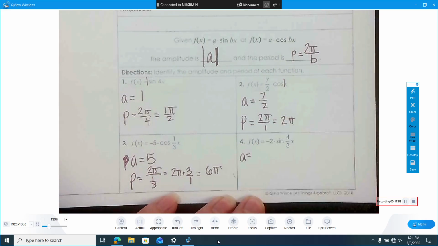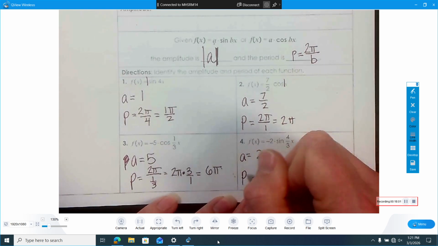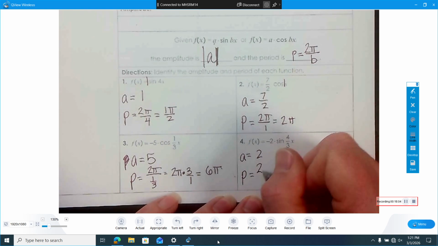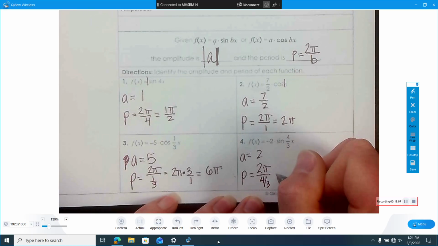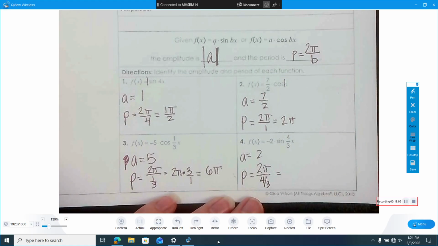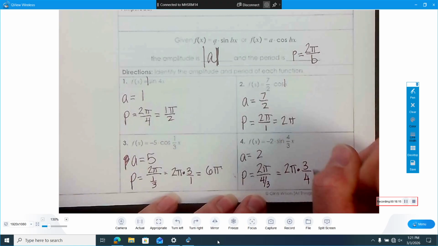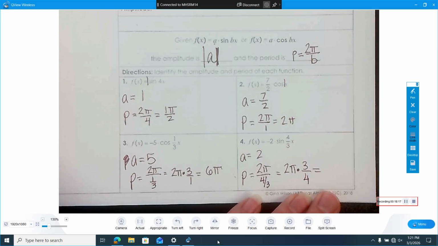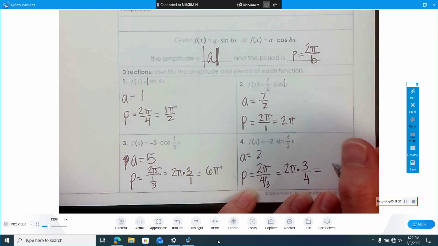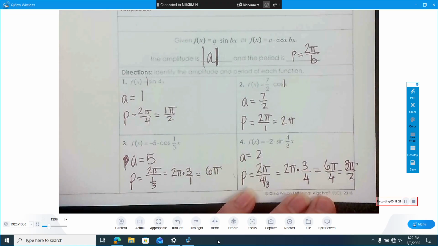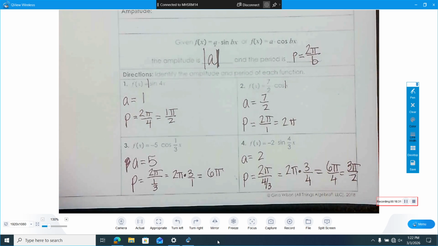All right. What is the amplitude on number 4? 2. What is the period? 2 pi over 4/3. How do I deal with dividing by a fraction? Multiply by the reciprocal. So it becomes 2 pi times 3 over 4. So we're going to get 6 pi over 4, which will reduce to 3 pi over 2. Very good. Okay, are you good so far? Okay, great. All right, turn the page.